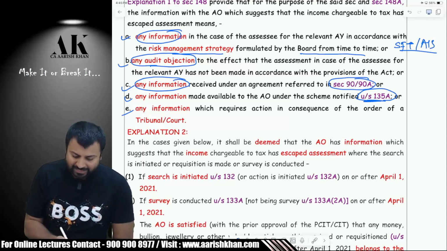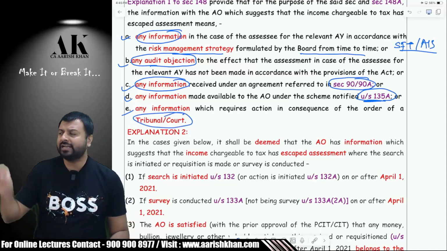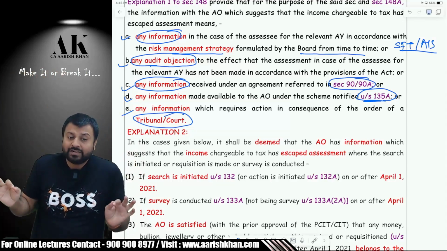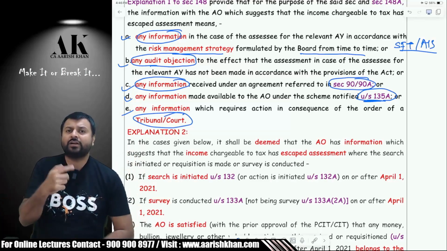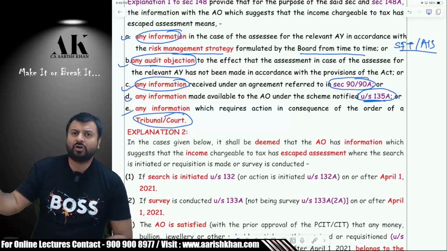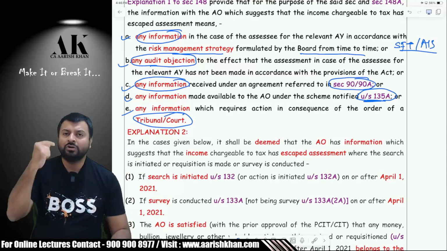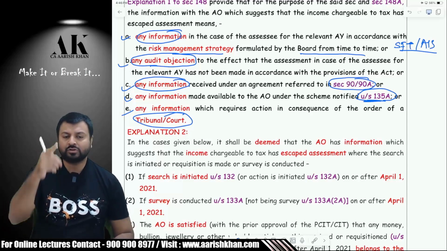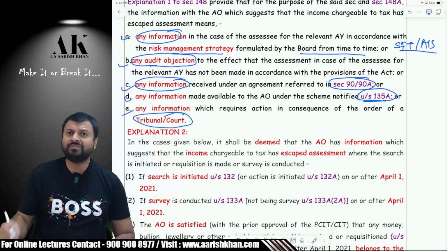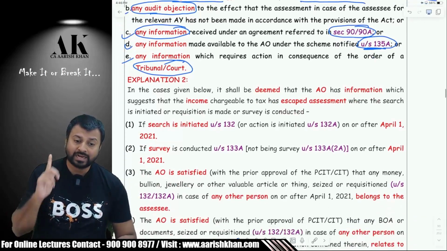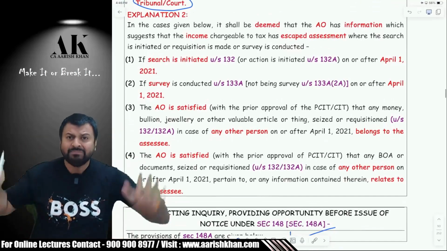Next one, any information which comes to the AO in consequence of a Tribunal or court order. If there is a Tribunal order which says that this expenditure should be disallowed, then that can be information through which the AO can send you notice. Or if there is a High Court or Supreme Court order which says that this income should be taxed, then that can be the reason for the AO to go for section 148. So out of these 5 cases, if the AO identifies any of the 5 cases, he can send you notice under 148. There are a few cases in which it is deemed escapement.